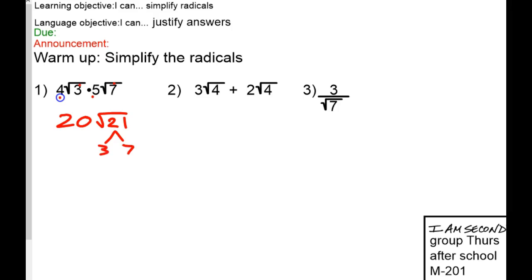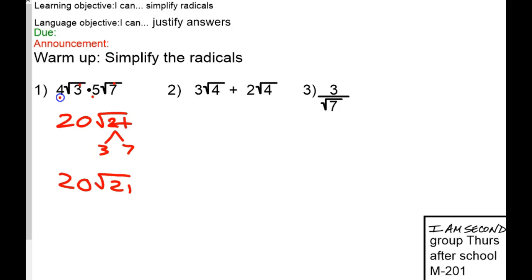3 times 7. Now, 7 doesn't break down because 7 is prime. 3 doesn't break down because 3 is prime. So there's no pairs. So we're going to leave it as 20 square root of 21. I only do this because you want to always check. The problem I get on these assignments is people don't reduce it all the way, so it's technically not right. It's partially right, okay?